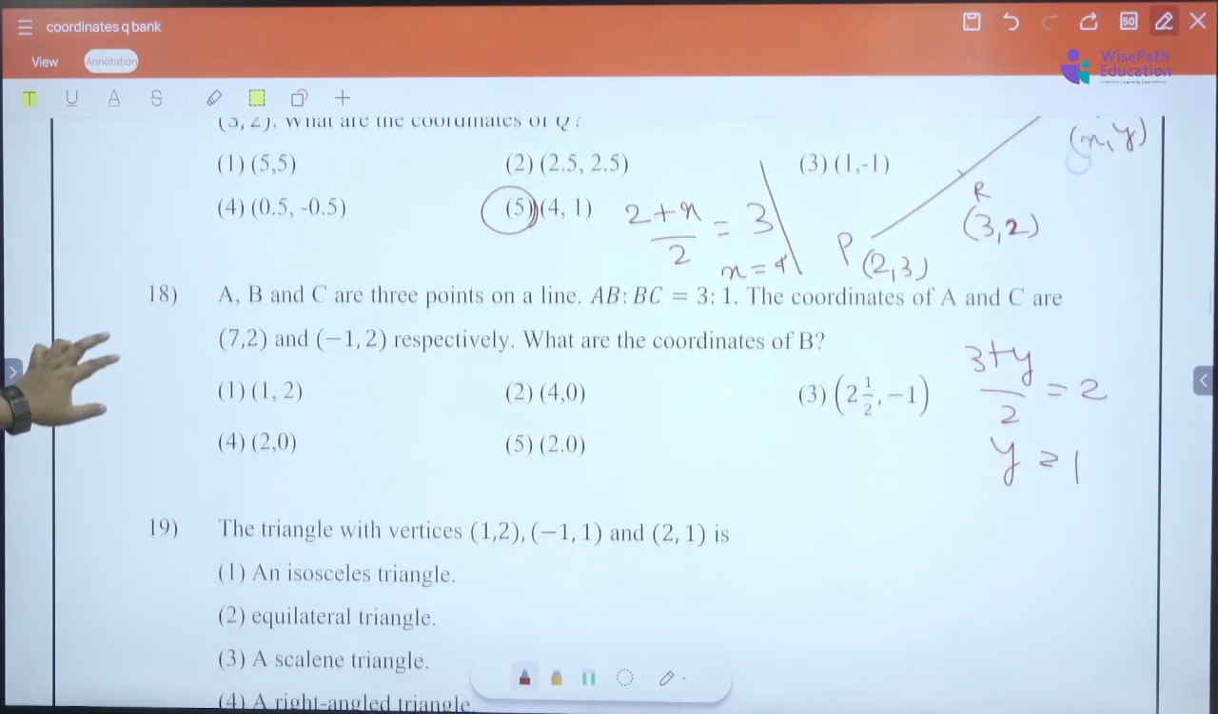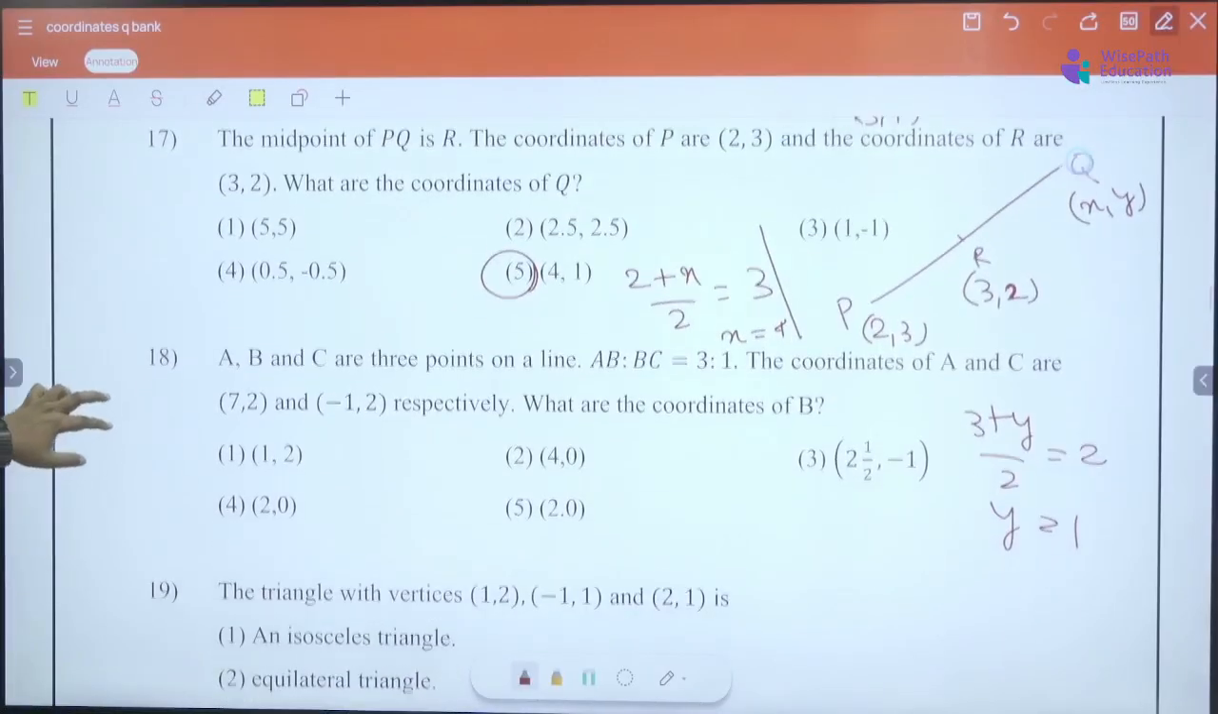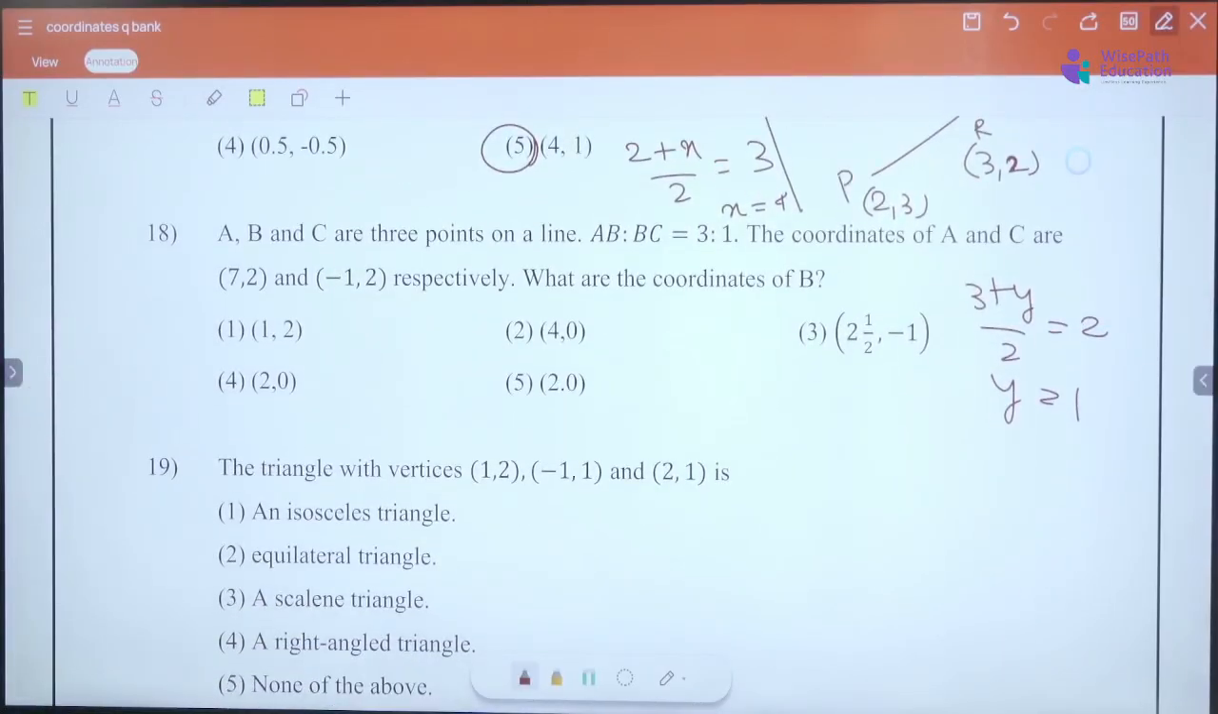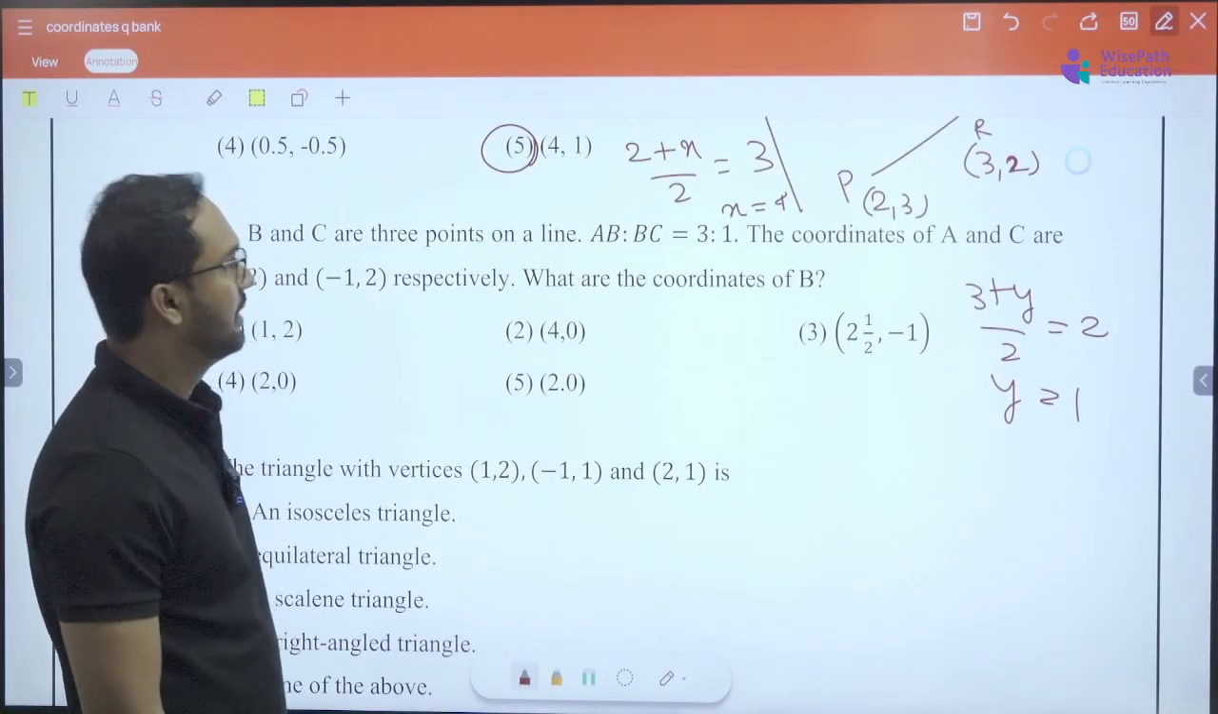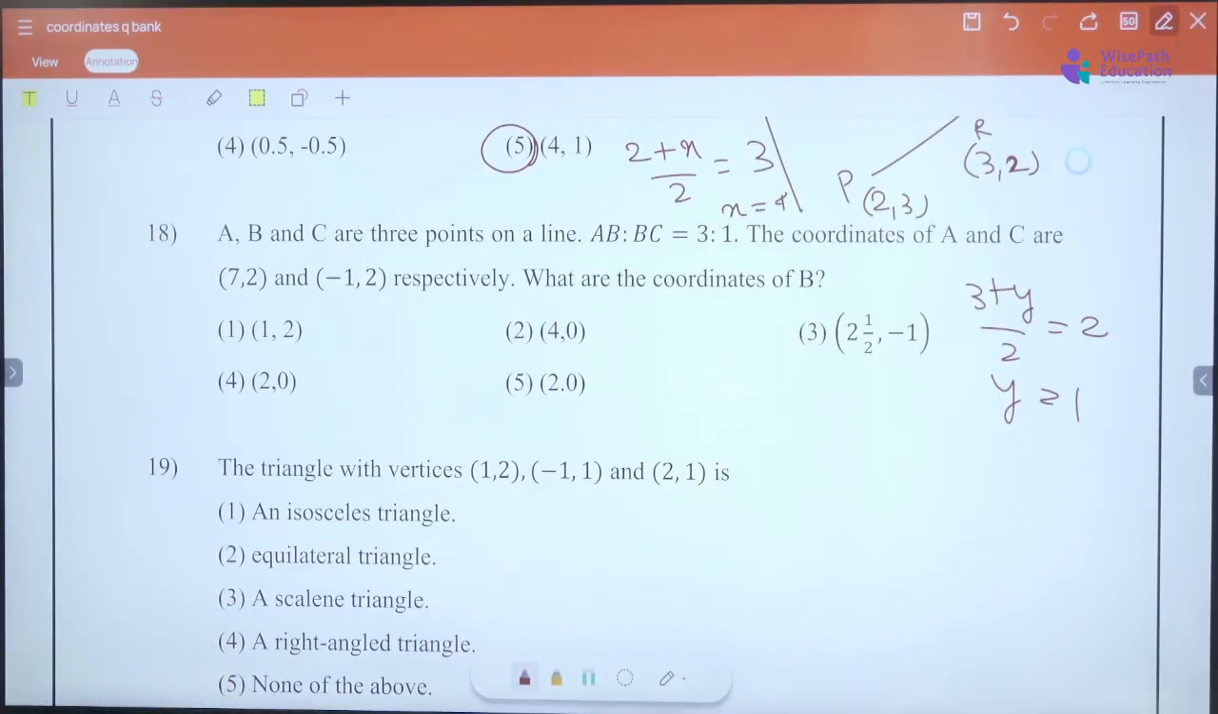Question 18. A, B and C are 3 points on a line. AB is to BC equals 3 is to 1. The coordinates of A and C are 7, 2 and minus 1, 2 respectively. What are the coordinates of B?